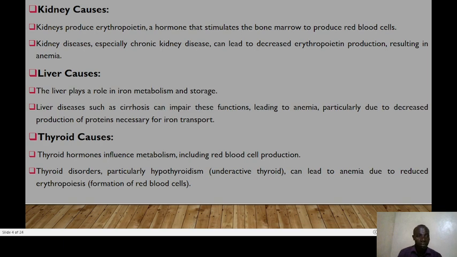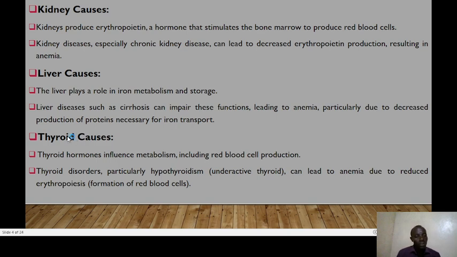resulting in anemia. For the liver diseases, we know that the liver normally plays an important role in iron metabolism and storage. So in cases where someone has a liver disease like cirrhosis, this can impair these functions, and this leads to anemia, particularly due to decreased production of proteins that are normally necessary for iron transport.